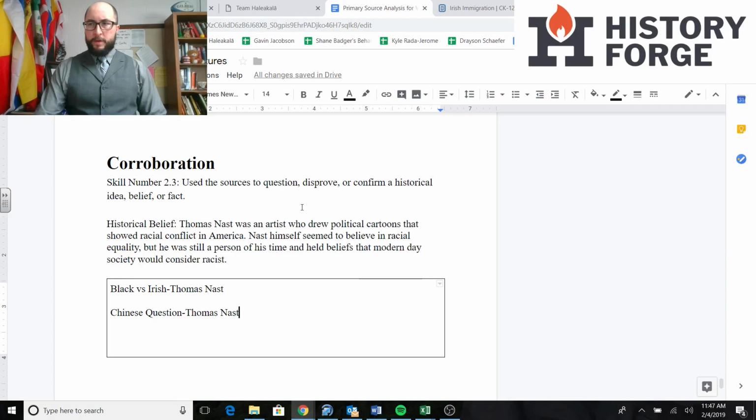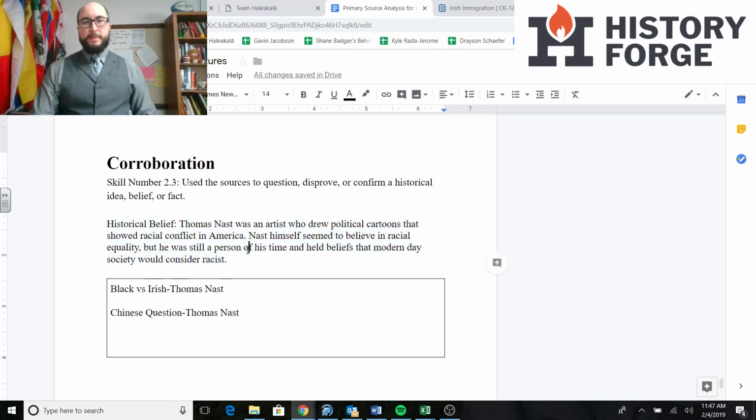So right here, go ahead and copy this stuff down. If you're my students, you're going to copy all that stuff down in the notes. Corroboration, skill number 2.3. And we're going to focus on the thing that says historical belief. This is something that you're going to want to need. And then copy this stuff down in the box.